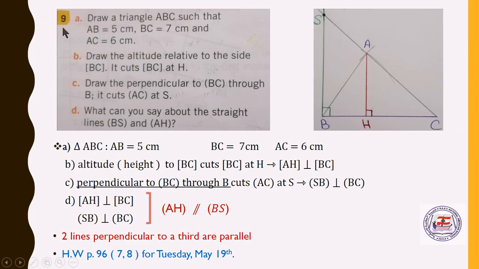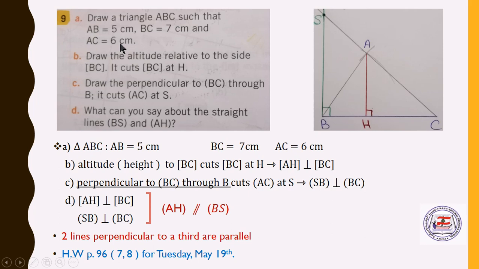Now also another problem, number 9, page 96. Now I will read it first and then explain each step alone. Draw a triangle ABC such that AB is 5 centimeters, BC is 7 centimeters, and AC is 6 centimeters.